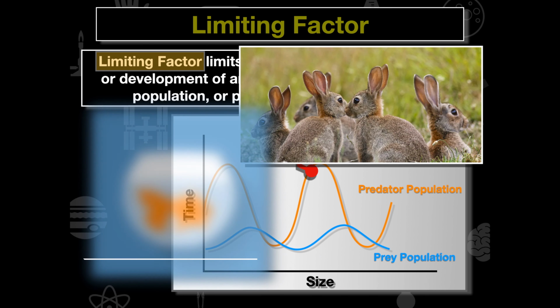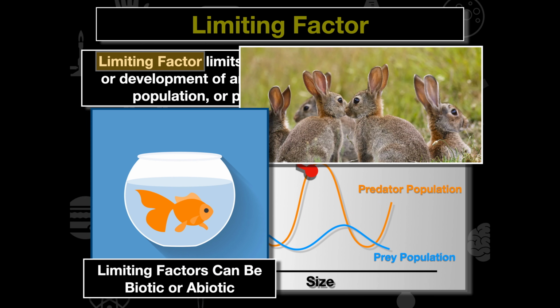We can also think of abiotic factors that are going to influence a population or be a limiting factor. In the case of a goldfish or a fish population, the size of the bowl or the container they're in is an abiotic factor that is going to influence that predator and prey population. So when we think about these limiting factors, we're thinking about them both biotically and abiotically.